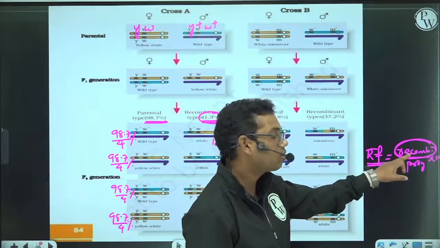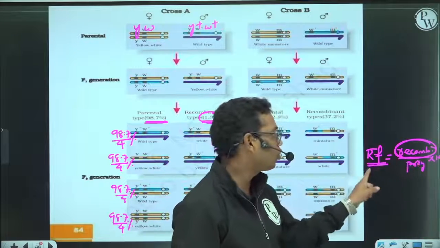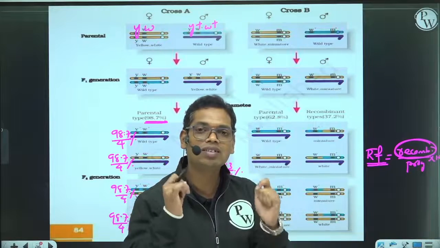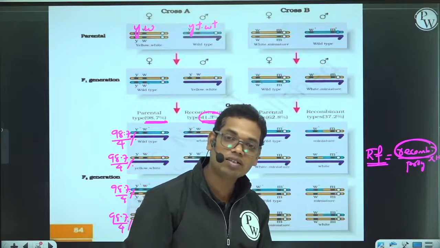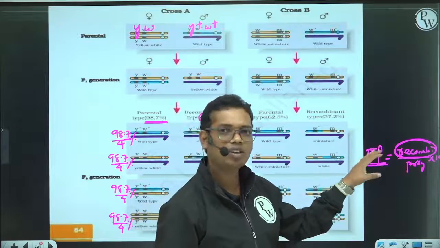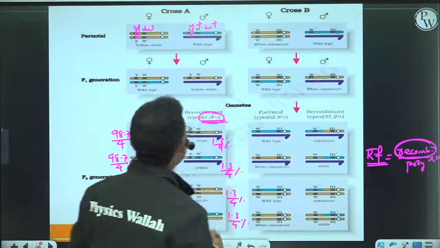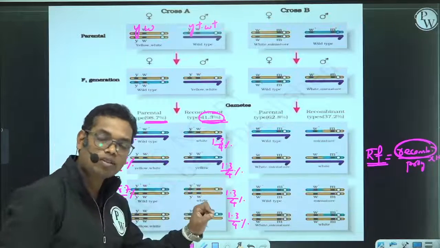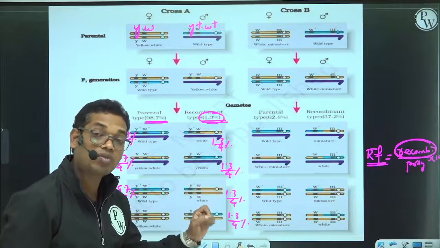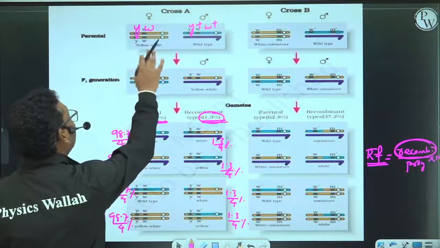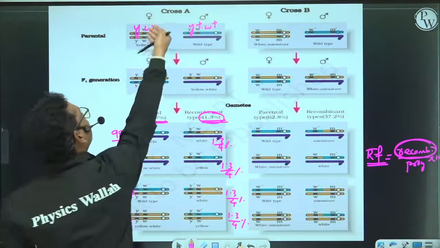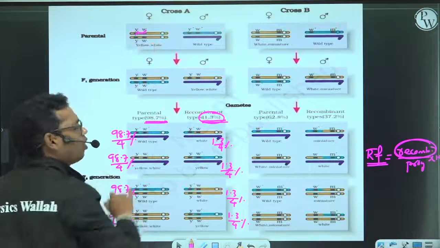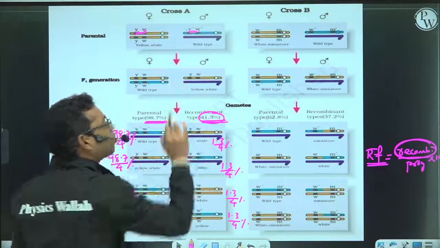So if the recombinants produced are less, the recombination frequency will be less, and the recombination frequency depends upon the distance between the genes. If the distance is less, the recombination frequency will be less. Because in this case only 1.3% of recombinants are produced, the recombination frequency is less, and that is why the distance between the genes Y and W is very, very less. Y plus and W plus are very close.